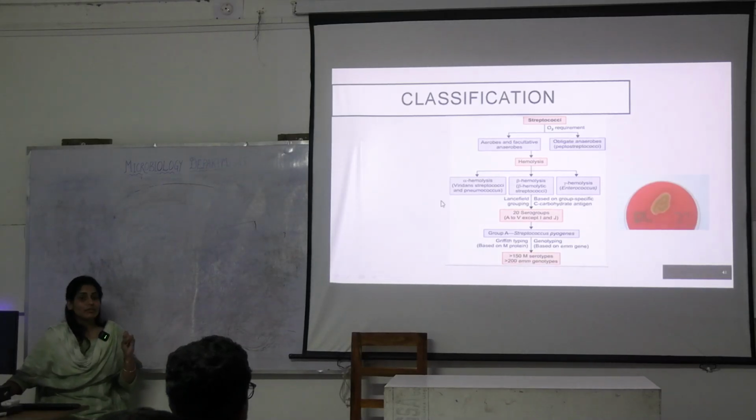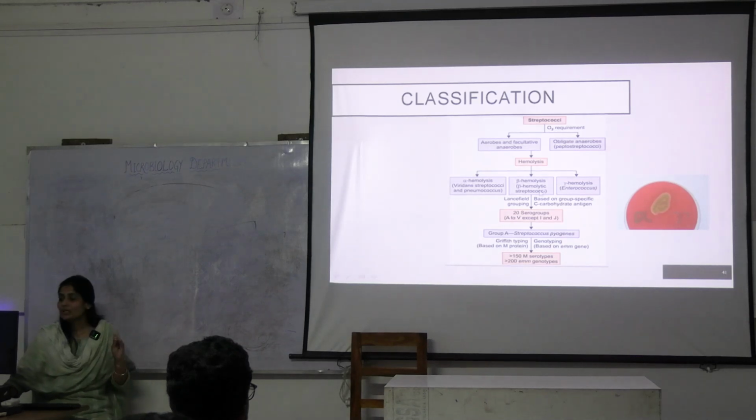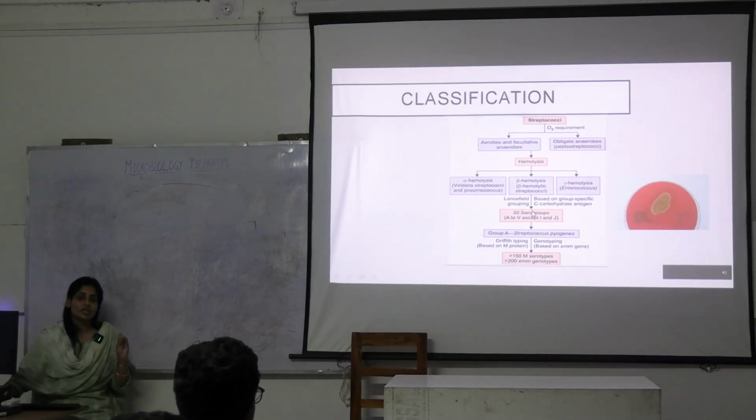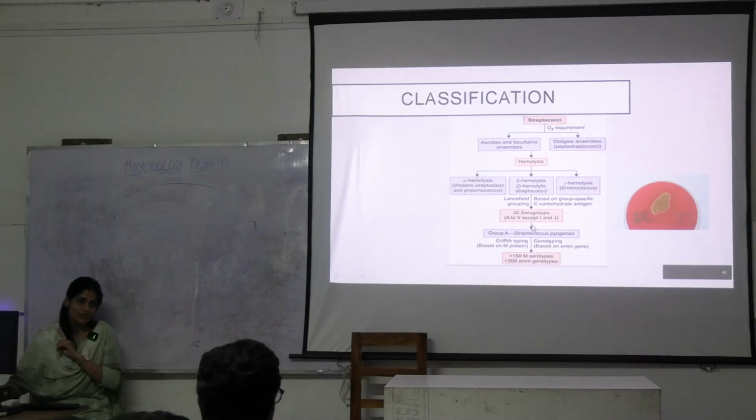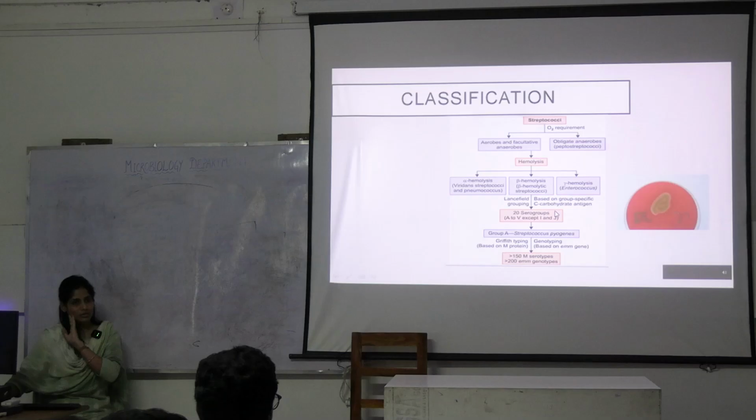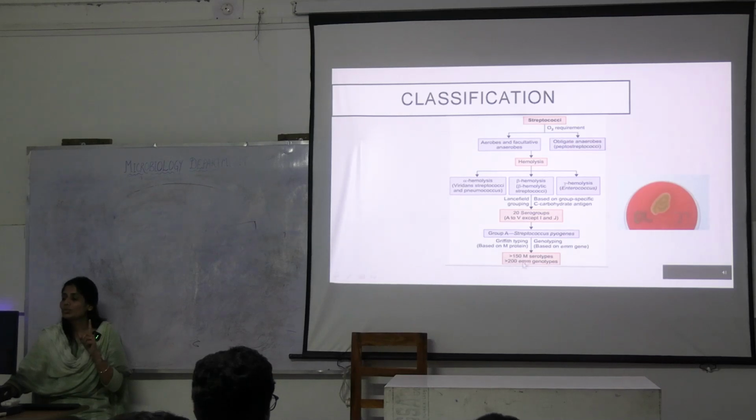Alpha hemolysis is shown by viridans streptococci and pneumococci. Beta hemolysis is shown by the group under Lancefield grouping. They are further classified based on C carbohydrate antigen. They are classified into 20 serogroups from A to V except I and J, right? And gamma hemolysis is by Enterococcus. Further again they are classified: group A pyogenes is further classified based on Griffith typing, based on M protein and genotyping, that are more than 150 and 200 types. But till this you have to remember it properly. Okay.